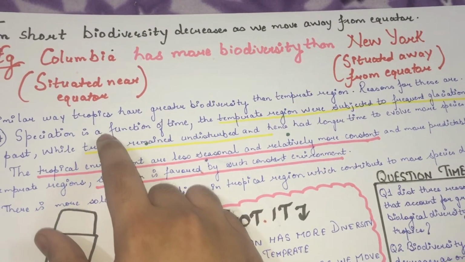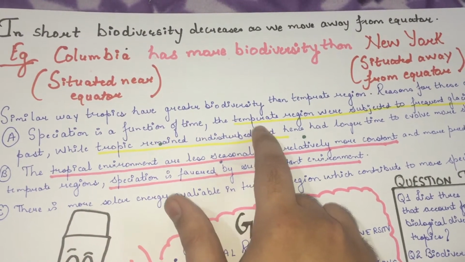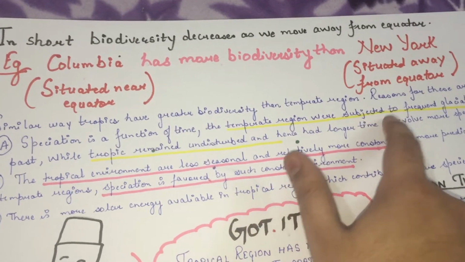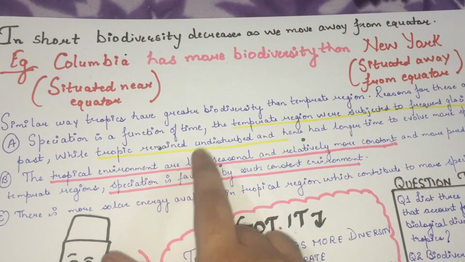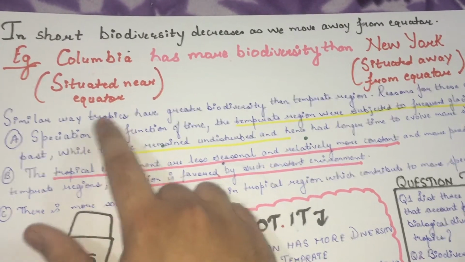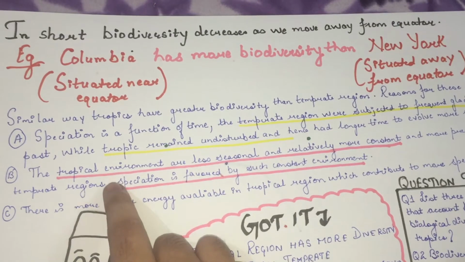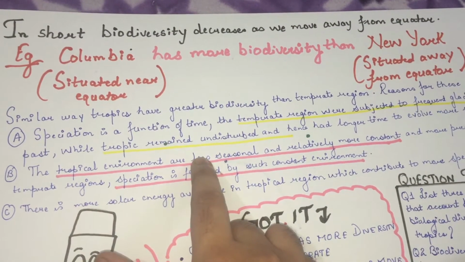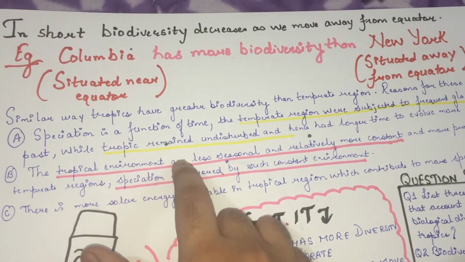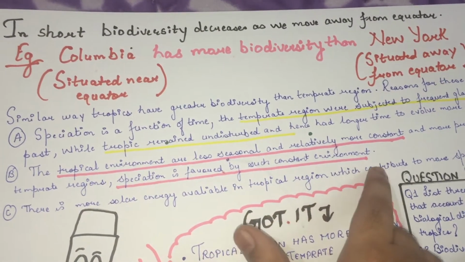Number one, speciation is a function of time. Temperate regions were subjected to frequent glaciation, while the tropics remained undisturbed. Hence, the formation of new species in tropical areas would be more compared to temperate areas. Second, the tropical environment is more constant, that's why there is more speciation in this environment. Third, there is more solar energy available in tropical areas.